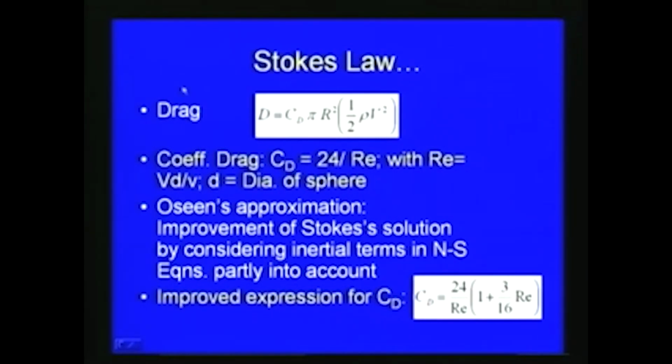Like this we can get the coefficient of drag, and later Oseen tried to solve this, again approximating. He obtained an improvement of the Stokes solution by considering some of the initial terms in the Navier-Stokes equation, and he got the coefficient of drag as 24/Re × (1 + 3/16 Re), where Re is the Reynolds number. So, Oseen tried to improve the Stokes law.